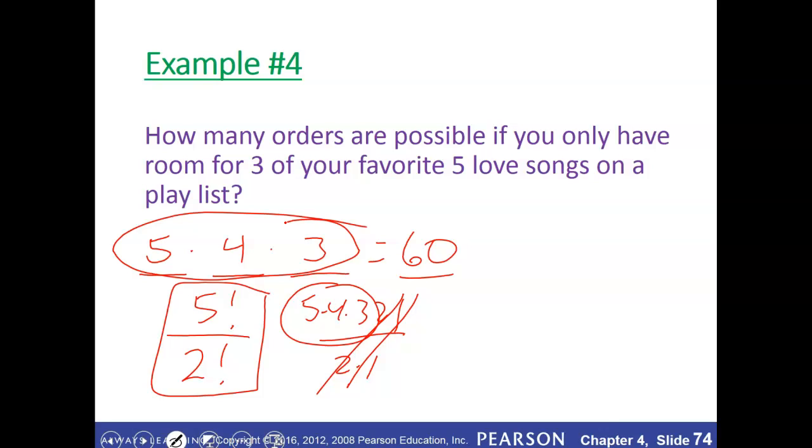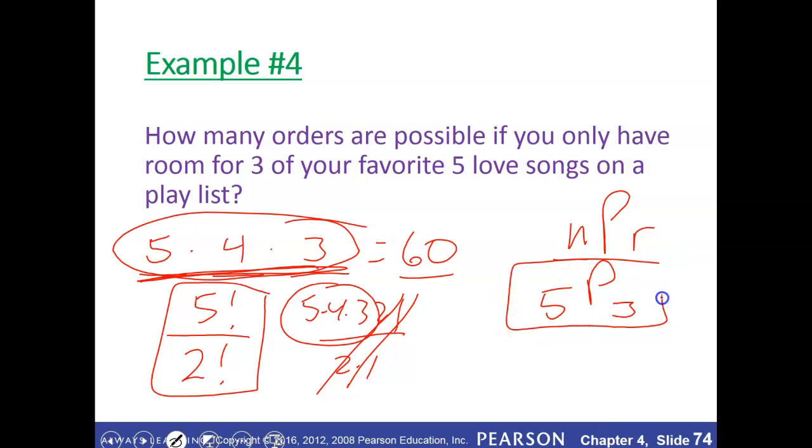This is called a permutation, and on your calculator it is an NPR button. The way this works is this: the N is 5, because we have 5 songs to choose from. It's a permutation because the order that I'm putting them in matters, and I'm picking 3 of them.